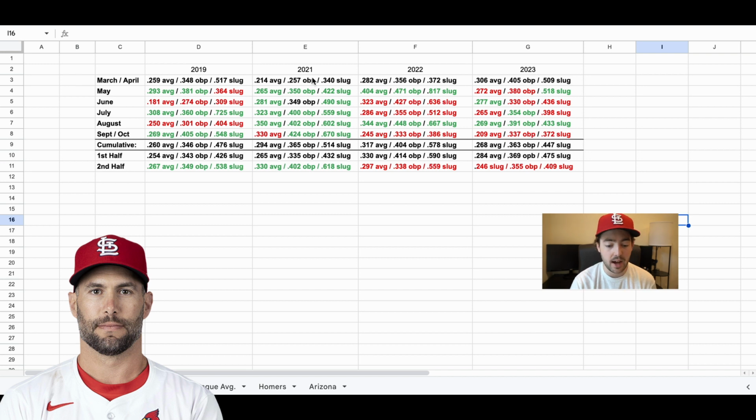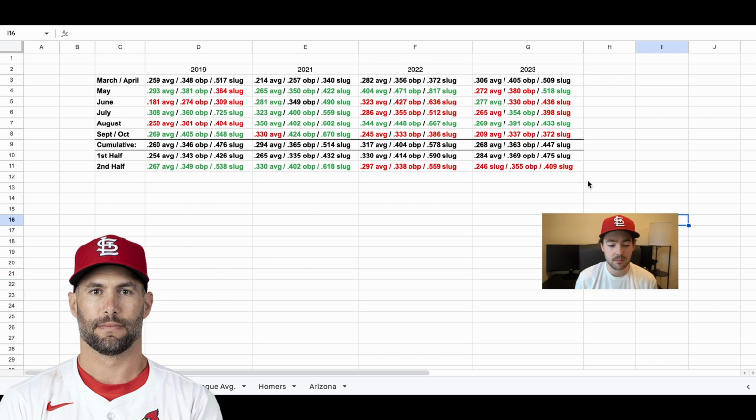A 214 average, a 257 on base, and a 340 slug. Those all increased to the next month, and the next month, and the next month, and the next month, and he just kept getting better to where eventually his cumulative stats ended with a 294, a 365, and a 514 slug, which is very, very good, and on par with, or above, the rest of his statistics during his time with the Cardinals so far.